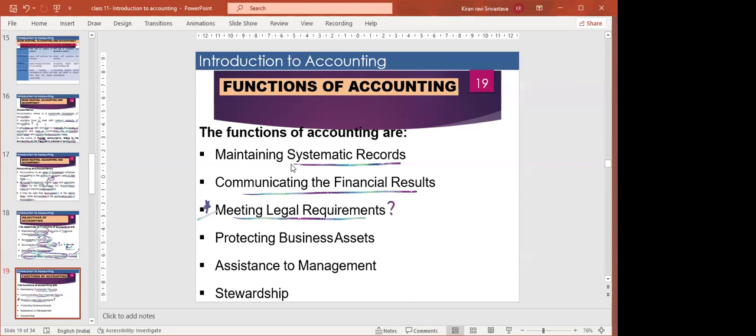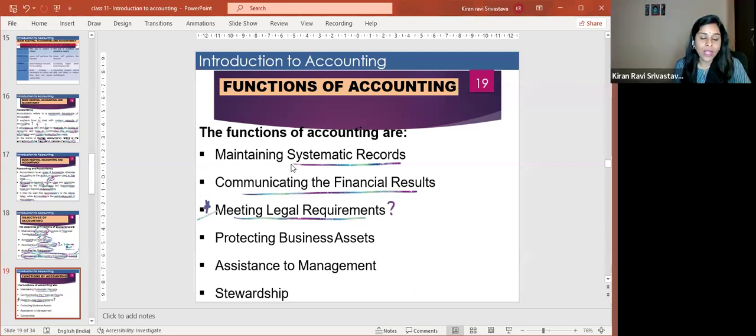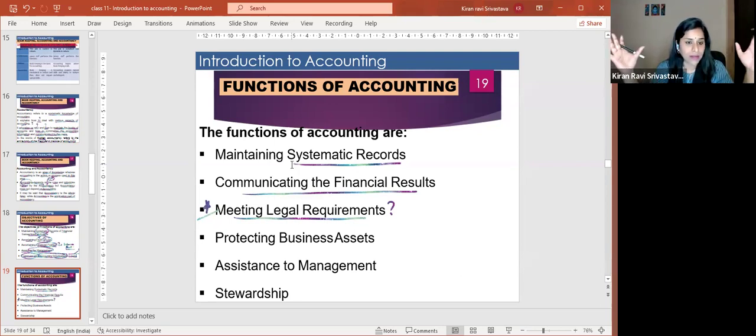Then protecting business assets. Because accounting keeps a record of all the business assets. So how can you protect the asset? You can protect the asset only if you know how much assets you have and where all the assets are located. When you talk about business, corporate, global businesses are very big. So through the balance sheet, we keep the information about the assets, where they are maintained, how they are maintained, the place, the value. All that information is given by accounting, because we record all the transactions. When was the asset purchased? How much depreciation was charged?